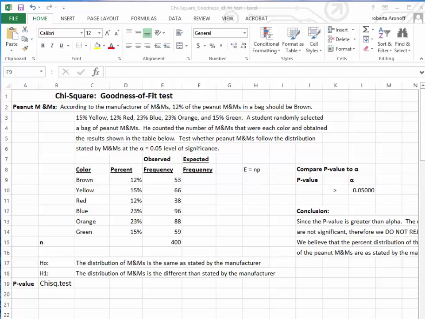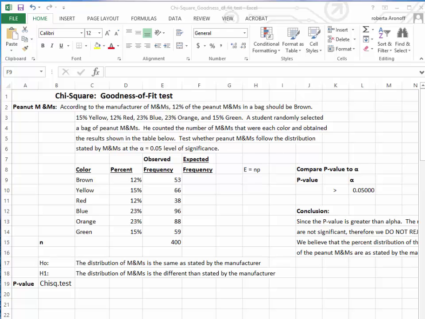In this video, we're going to learn how to conduct a chi-squared goodness of fit hypothesis test. In the first question, we're going to discuss the color distribution of the peanut M&Ms. According to the manufacturer of M&Ms, 12% of the peanut M&Ms in the bag should be brown, 15% yellow, 12% red, 23% blue, 23% orange, and 15% green.